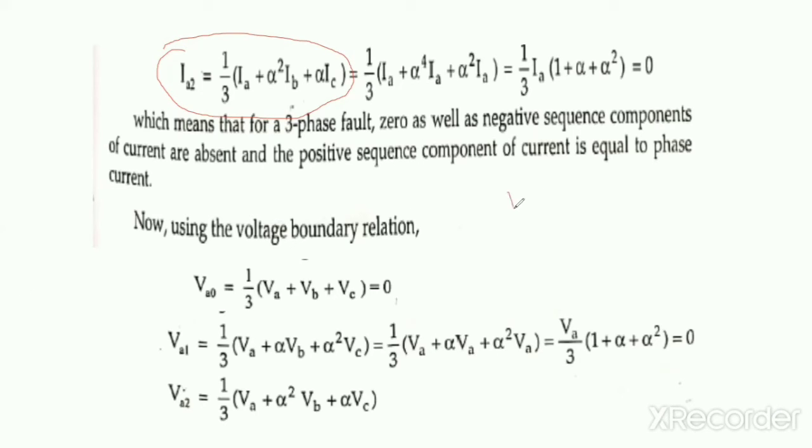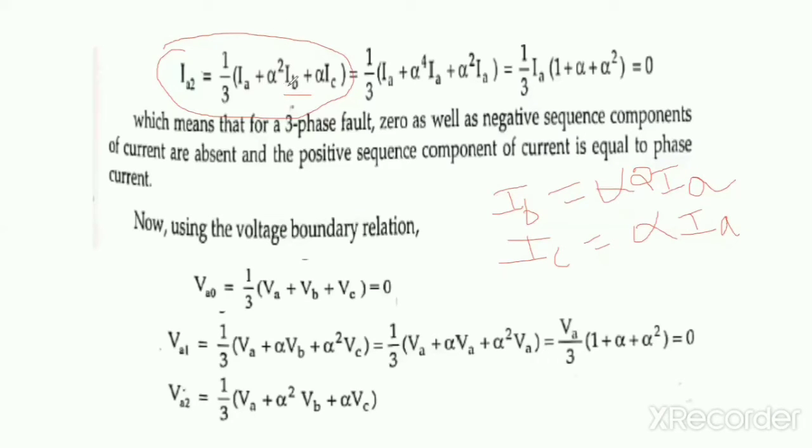Then what is the IB notation? IB is equal to alpha square into IA. Understand? Therefore, what is IC? IC is equal to alpha into IA. Then we substitute these values in this equation.